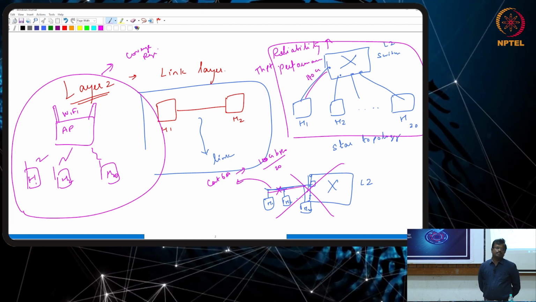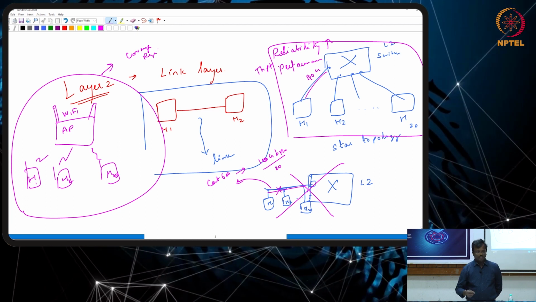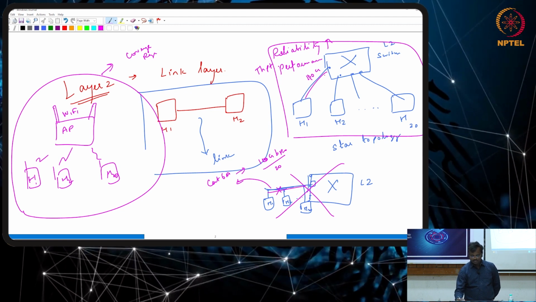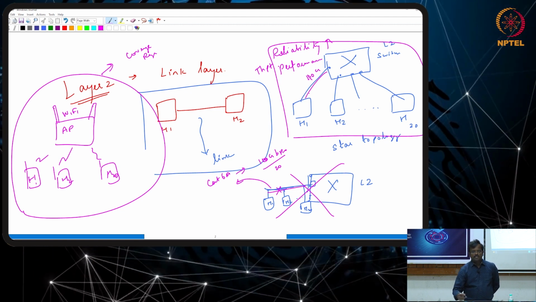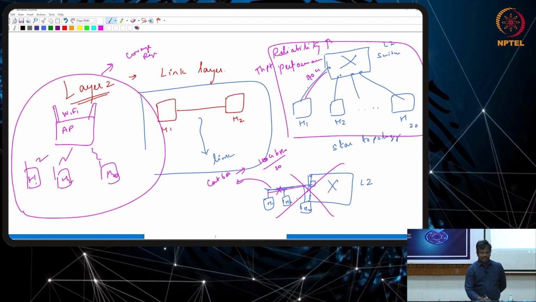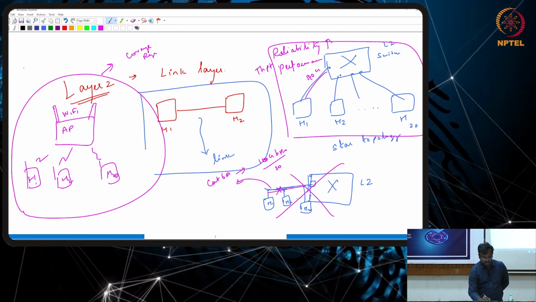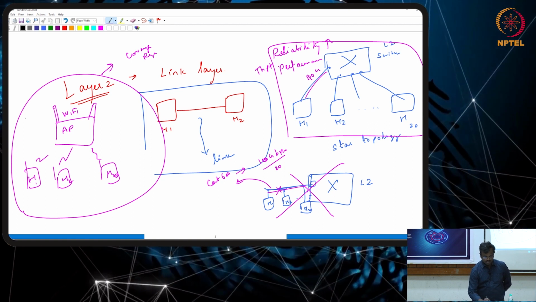Right. Eventually, the difference here is obviously when you see this is a wire, right? So when you have a wire here, that is the medium that connects the two devices. But here, wireless is a broadcast medium.